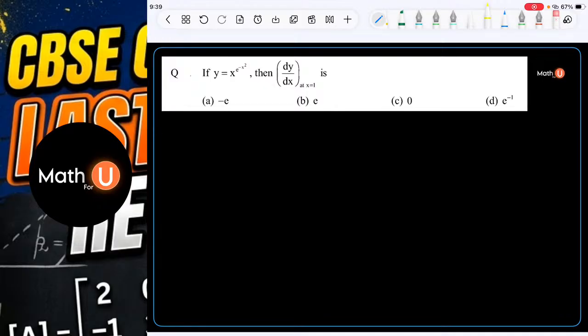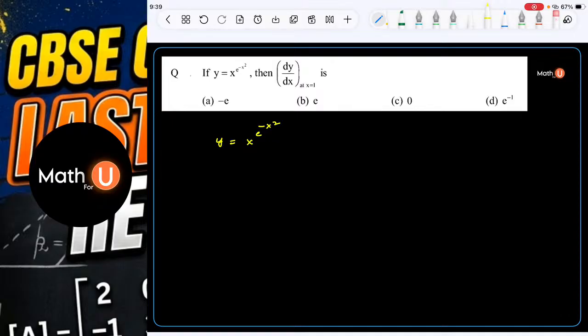Okay, then we discuss this question. This is a very important one. What is the function given? Y is equal to x raised to power of e raised to power of minus x square. How to differentiate this one?